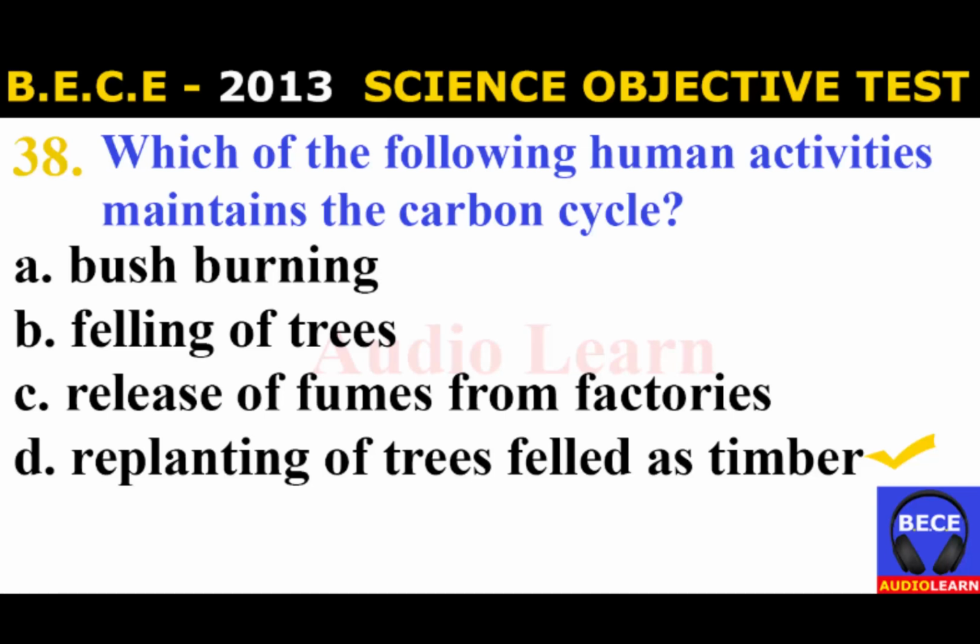Number 38. Which of the following human activities maintains the carbon cycle? A. Bush burning, B. felling of trees, C. release of fumes from factories, D. replanting of trees felled as timber. And the answer is D. Replanting of trees felled as timber. Which of the following human activities maintains the carbon cycle? Replanting of trees felled as timber.